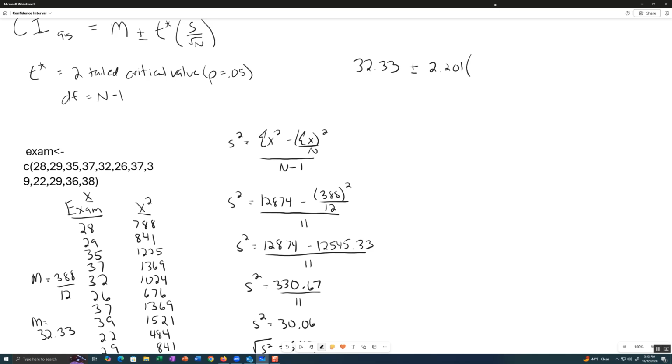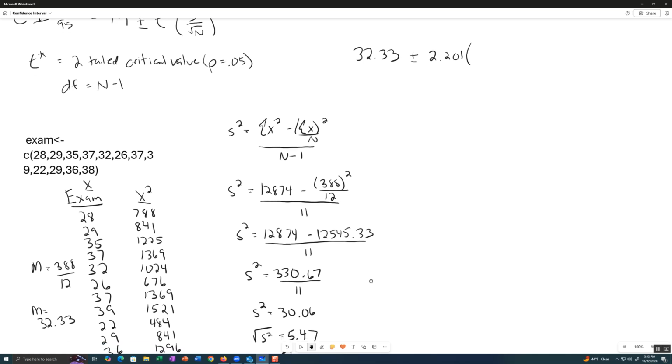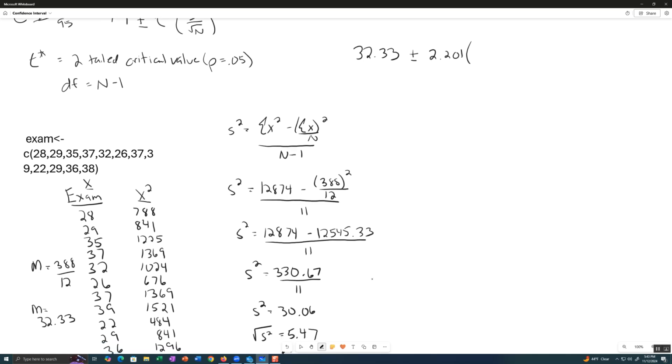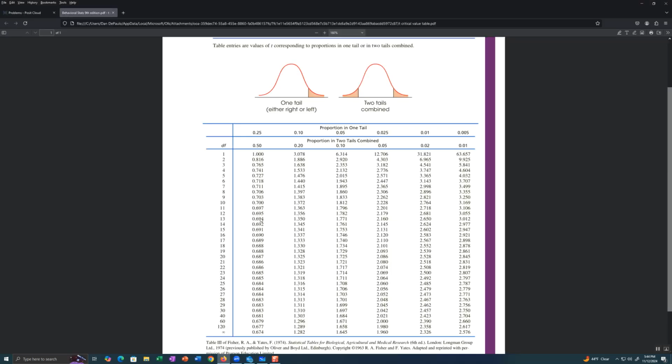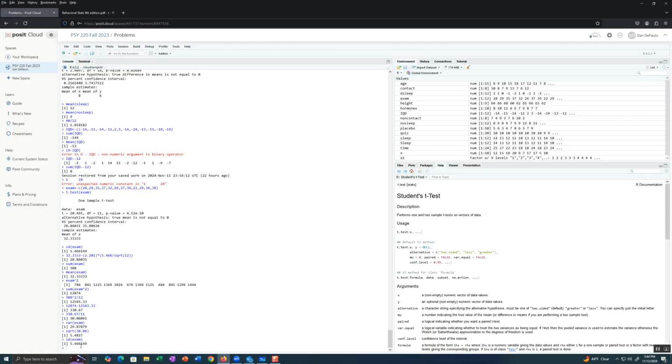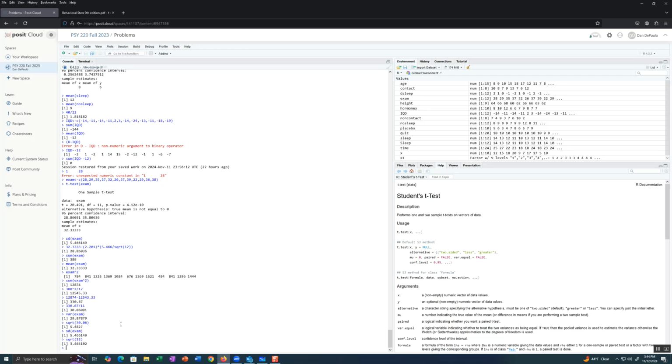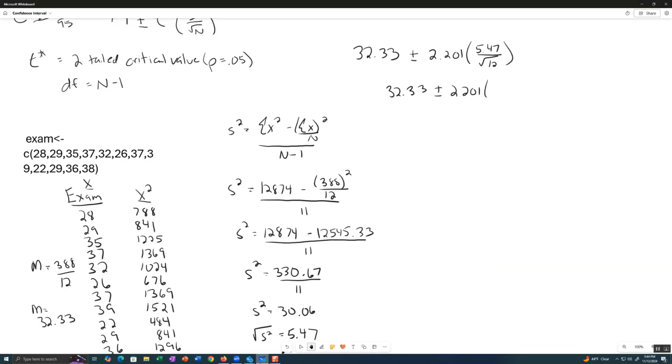Times the standard error, which is going to be S divided by the square root of N. S is 5.47. The square root of N is the square root of 12. So let's bring that down here. It's going to be 2.201 times 5.47 divided by the square root of 12. Let's do that in R. The square root of 12 is going to be 3.46.